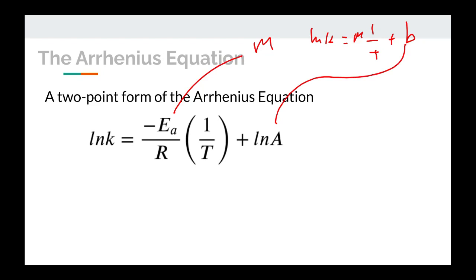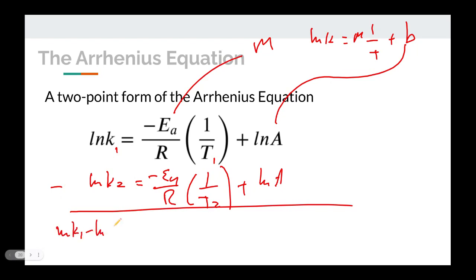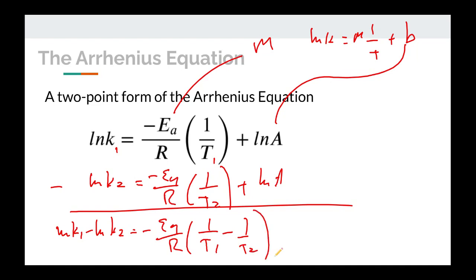Where this is really useful is if we can create a two-point form of the Arrhenius equation. What we're looking at is just taking two different temperatures and two different k's and subtracting one from the other. So let's say we have the natural log of k1 at temperature 1, and then the natural log of k2, which is minus EA over R times 1 over the second temperature plus the natural log of the frequency factor. If I take the top equation and subtract the second, I'll get the natural log of k1 minus the natural log of k2 is minus EA over R times 1 over T1 minus 1 over T2. And the natural log of A just drops out, so we never have to actually know what the frequency factor is.